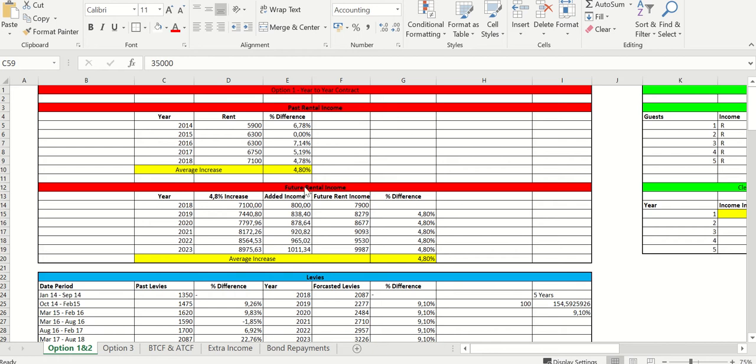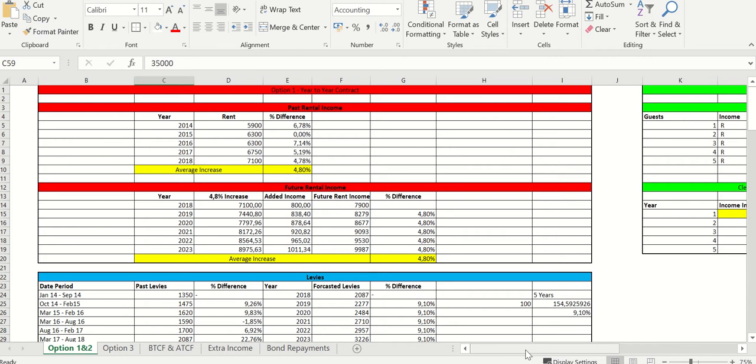For option 1, an average increase on the past rental incomes was calculated, and this average increase was used to forecast the new future increases in rent income. I know it could go up to a maximum of 8%, but since you can't ideally go up to a maximum of 8% for the same tenant, it was assumed that they were happy with the previous increases, which was an average of 4.8%. So I assume they'll be happy with it, and I can continue to increase it at that amount.